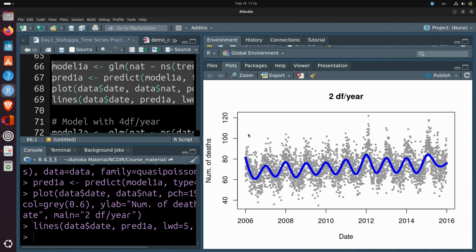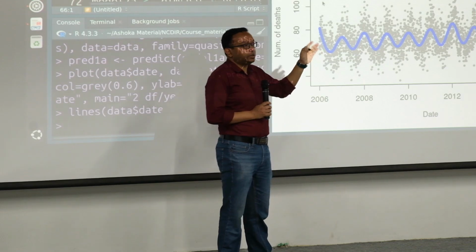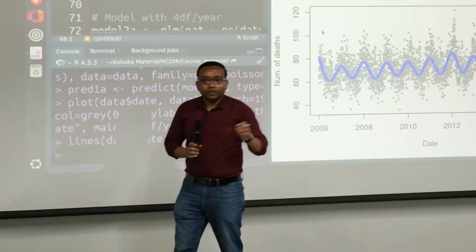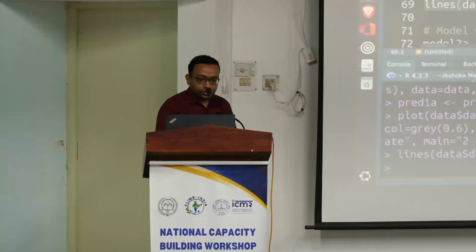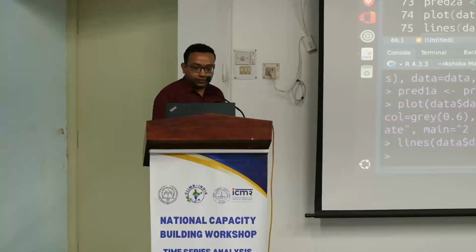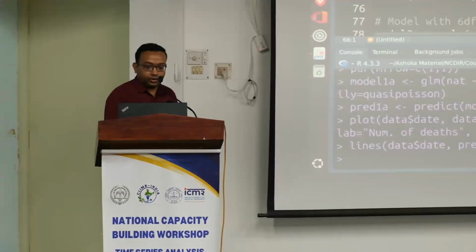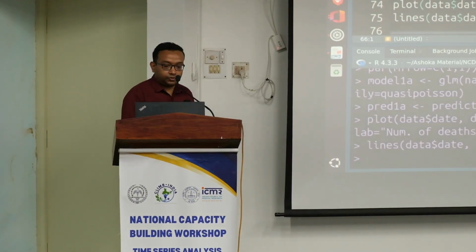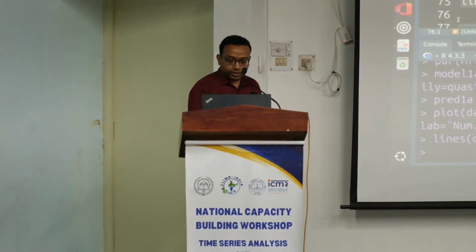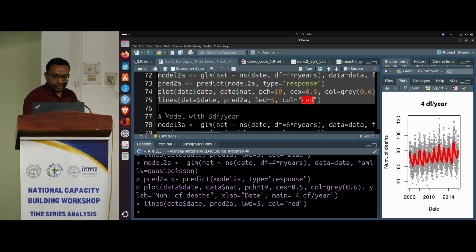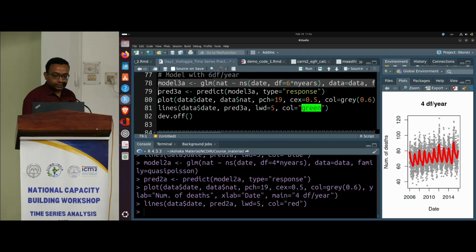So this is that plot. You're fitting a time trend with 2 degrees of freedom per year for 10 years. The same thing can be done for 4 and 6 degrees of freedom per year, and finally you have to make a decision whether you want 4 degrees of freedom per year or 6 degrees of freedom per year.